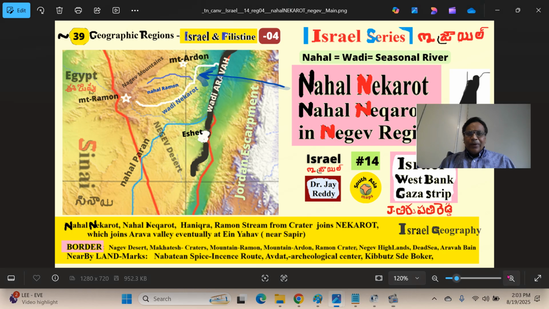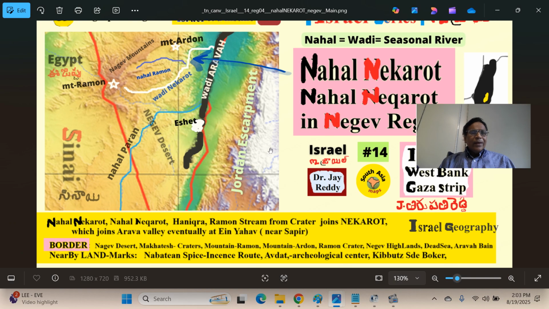So here, what I'm trying to show is the Nahal Nekarot, Hanikra, Ramon stream. This is the crater, Cirque Ramon, Maktesh Ramon. It drains that, so it's also called Ramon Nahal. This Ramon stream joins the Nekarot. The combined stream of Ramon draining the crater joins the other stream in the southern part of Nekarot, and eventually reaches the mouth near a town called Shepir and Ein Yahav in the Arava Valley.